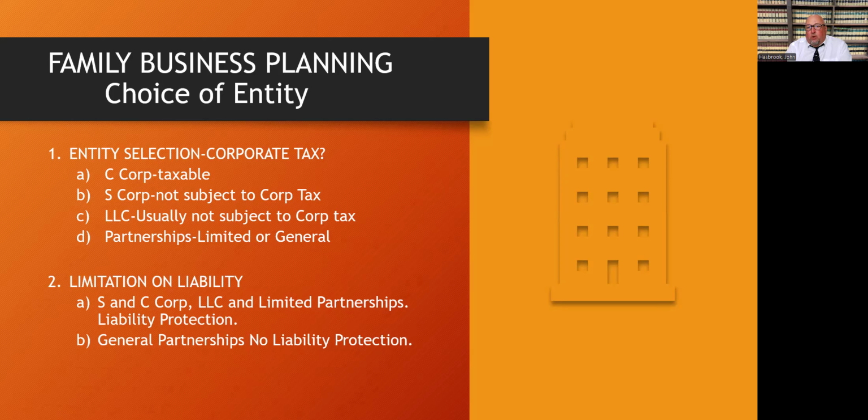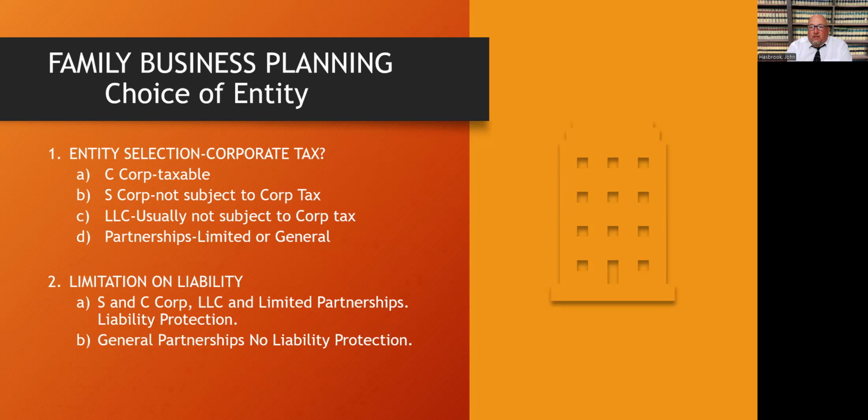Now, the second point on your choice of entity is limitation of liability. And what we mean by that is whether or not the business entity structure will allow for protection, that is, limit on liability of the owner's personal non-business assets in the event of a lawsuit or a debt that cannot be paid or other type of claim against the business, maybe as a result of an employee causing an injury, or other type of incident that leads potentially to a lawsuit or a debt collection.